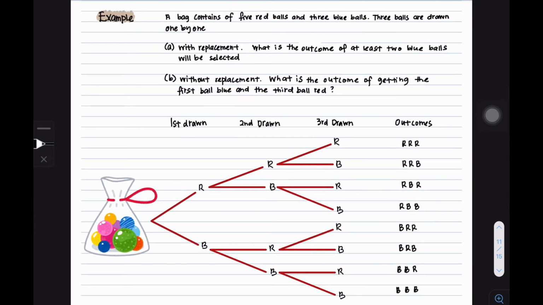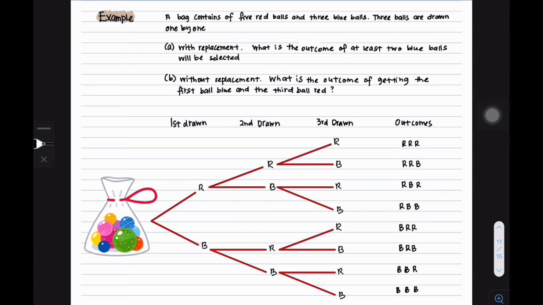Tapi bag ni ada warna-warni ni. Okay, gambar je. Sebenarnya dalam ni ada 5 bola warna merah dan 3 bola warna biru. Okay, so 3 balls are drawn one by one. So, dia ambil 3 bola, satu per satu, dia tak ambil serentak. Okay, dia beritahu kita ambil 3 bola satu per satu. So, event yang pertama with replacement. Maksudnya dah ambil kali pertama, tengok warna apa, letak balik. Okay, so soalan tanya, what is the outcome of at least 2 balls will be selected?